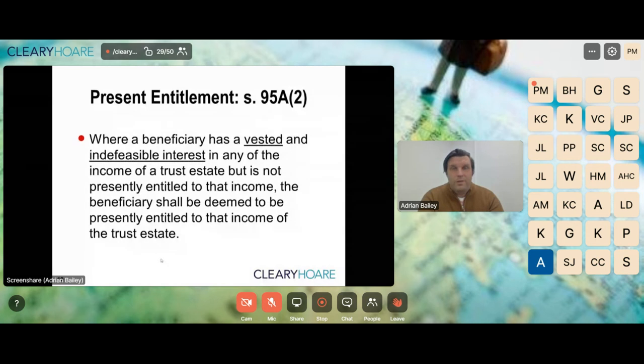There is also a further provision in 95A2, which says that if we have a vested and indefeasible interest in any of the income of the trust estate but are not presently entitled, the beneficiary shall be deemed to be presently entitled. So again, continuing on from that scenario where for whatever reason income has been given to the beneficiary but we don't have a resolution saying that they're presently entitled, we can't avoid tax that way. 95A2 will catch us and deem us to be presently entitled for the purposes of section 97.